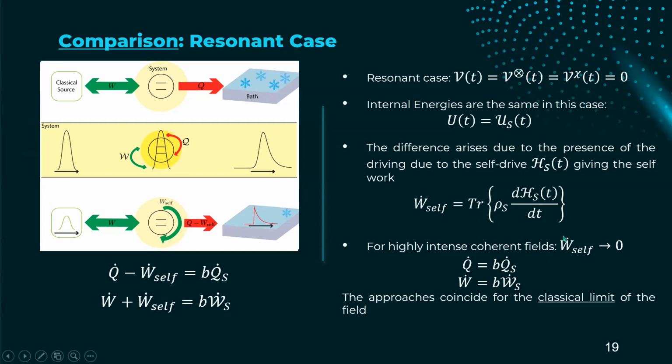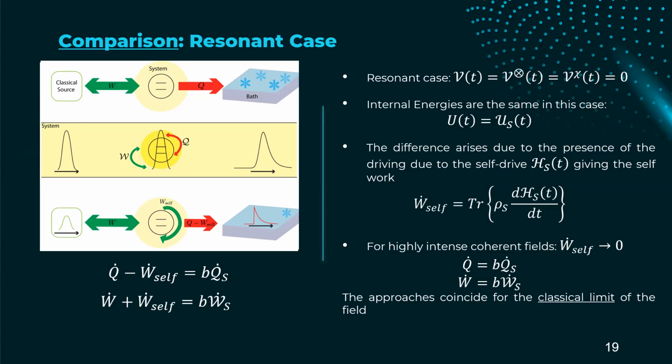Okay. Now for highly intense coherent fields, where you don't form correlation, essentially, the self-work goes to 0, and then the frameworks match. Okay. So in the classical limit, the frameworks coincide, which is a great thing. So good.